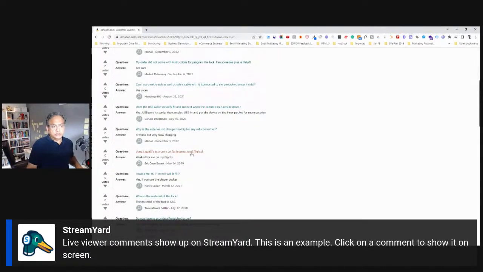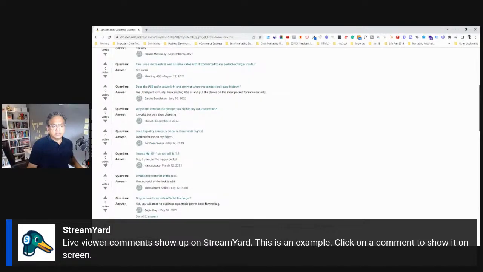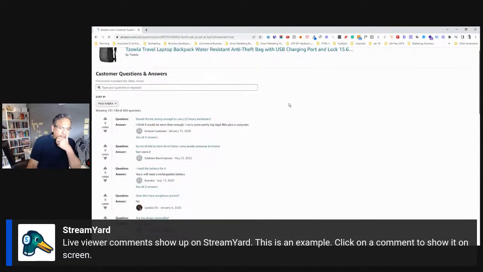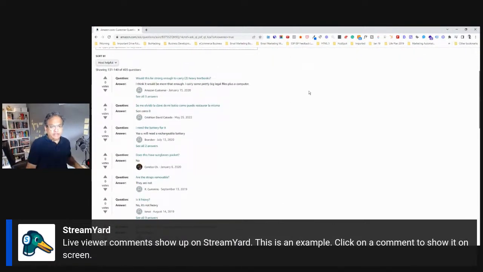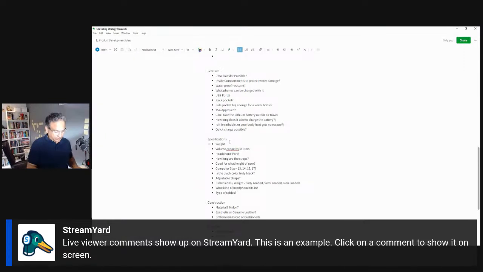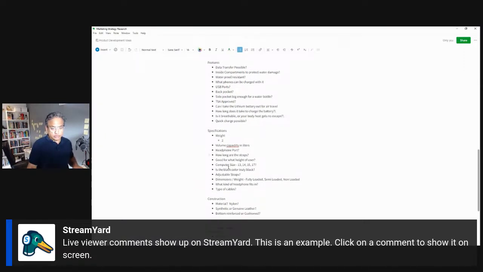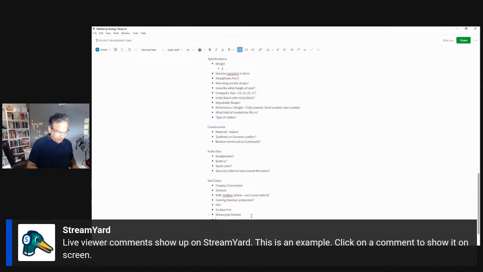International flights, exterior USB, the material of the lock, they brought a portable charger. Next. Let's keep going. These are questions from about 3 years ago, but that's okay. Strong enough to carry 2 heavy textbooks. Weight specification. Let's say 2 textbooks, the students being primarily the users, right? Okay.